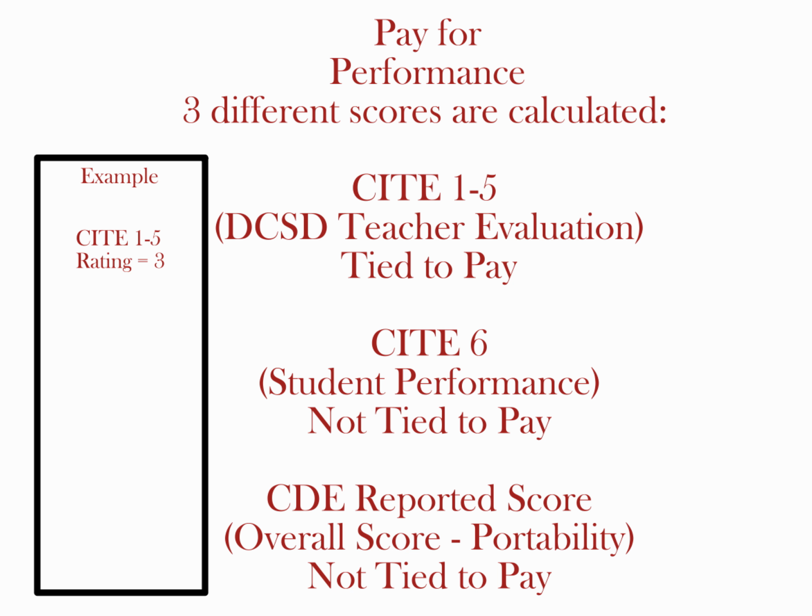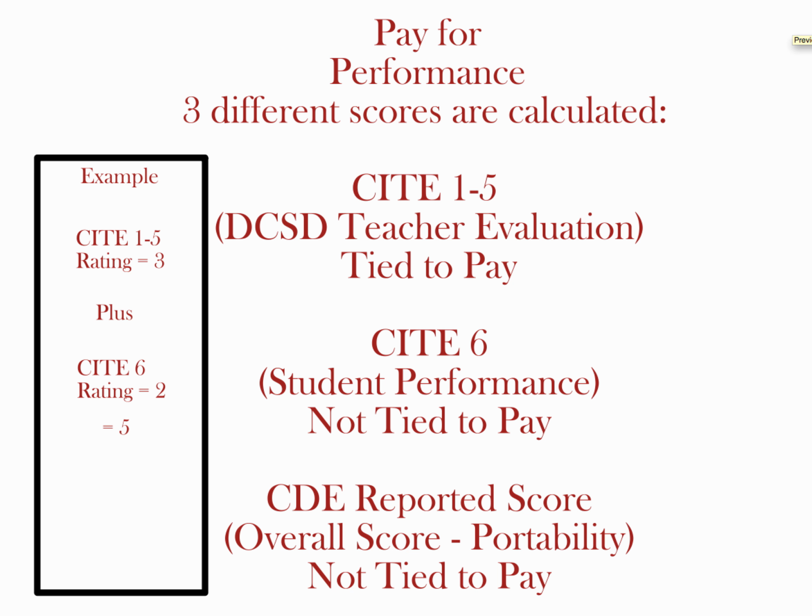So we want to show you how the numbers get worked out for Cite. Cite 1 through 5 is determined by your evaluator and the evidence that you submit. So in this example, we're going to say that you received a 3, or proficient. For Cite 6, we're going to say that after you set your student learning objectives and we integrate the state data, you came out with less than expected, that it was 2.